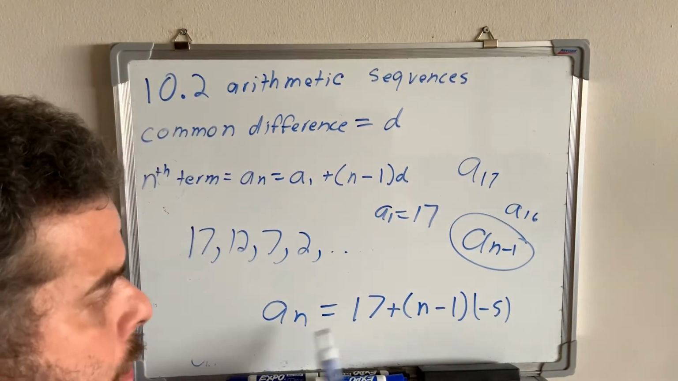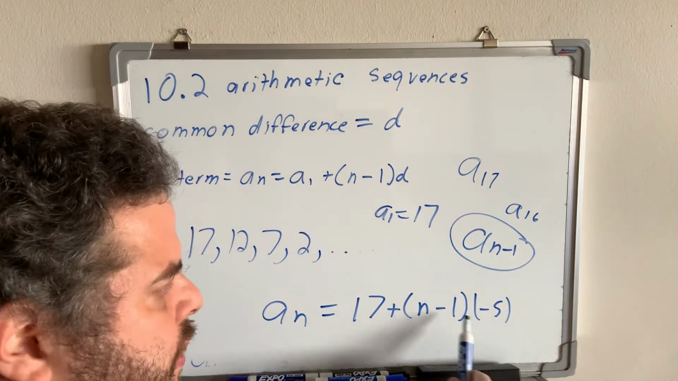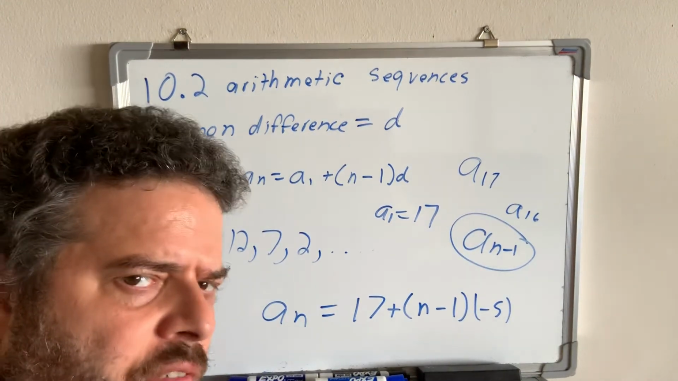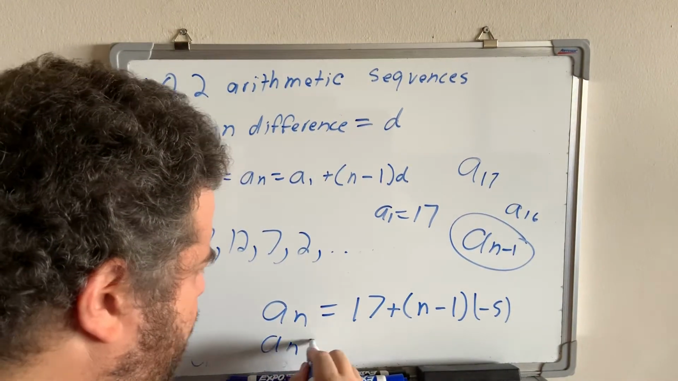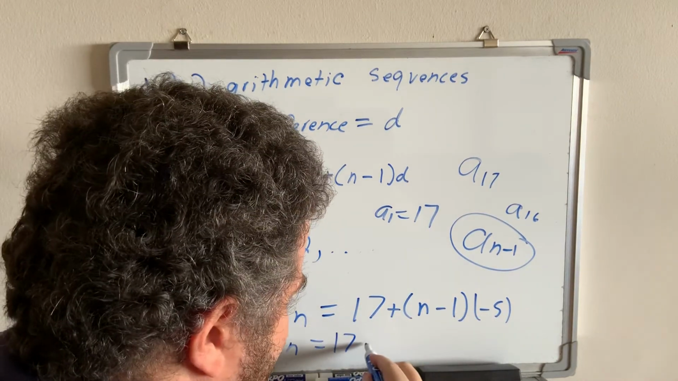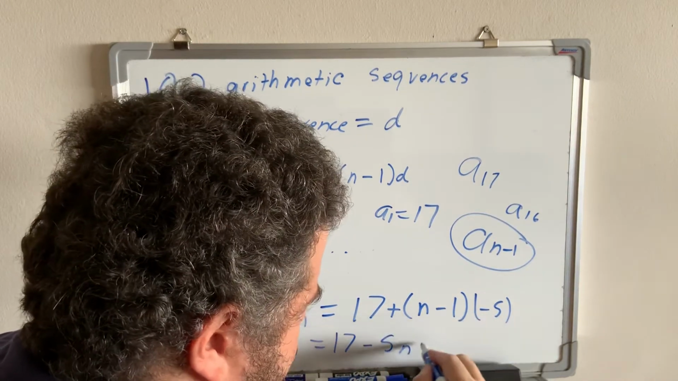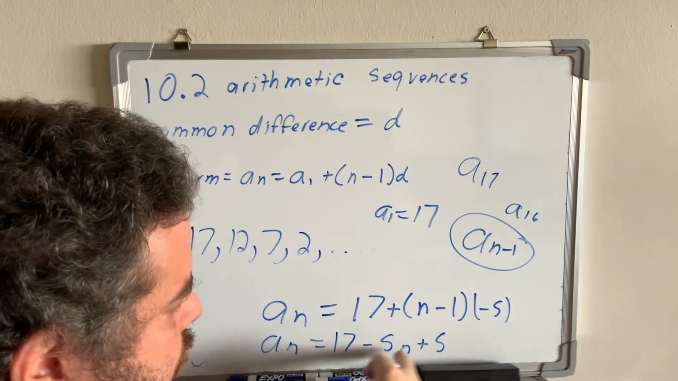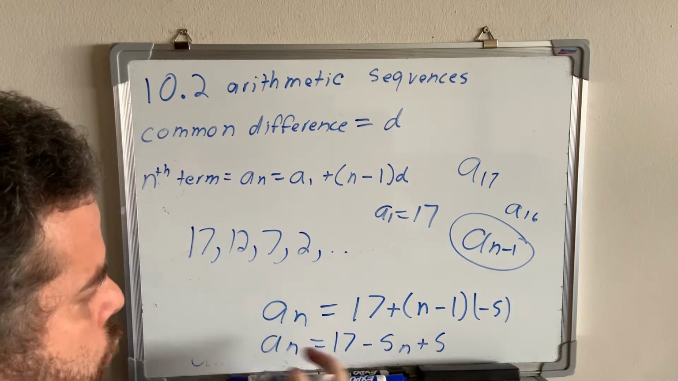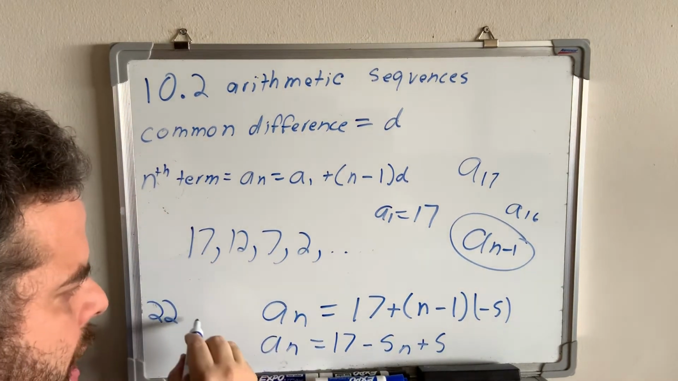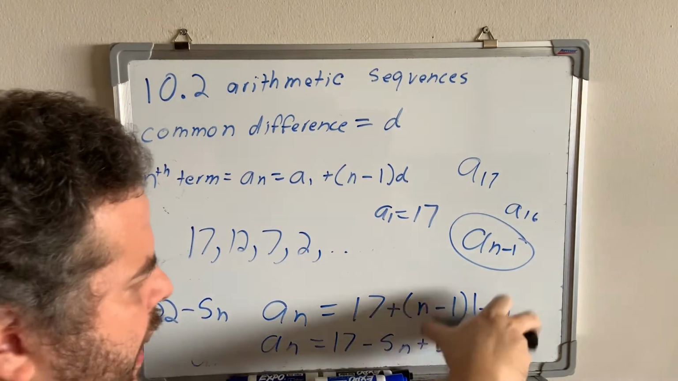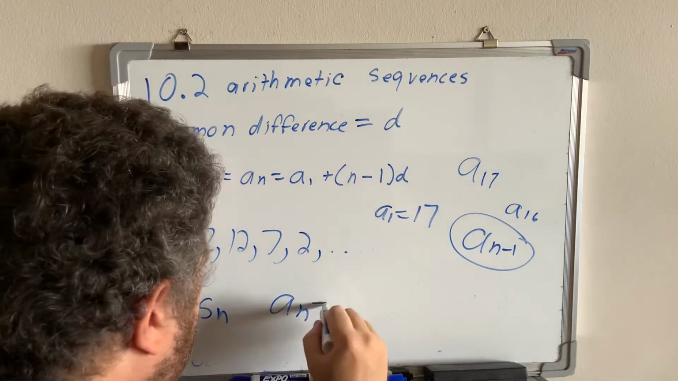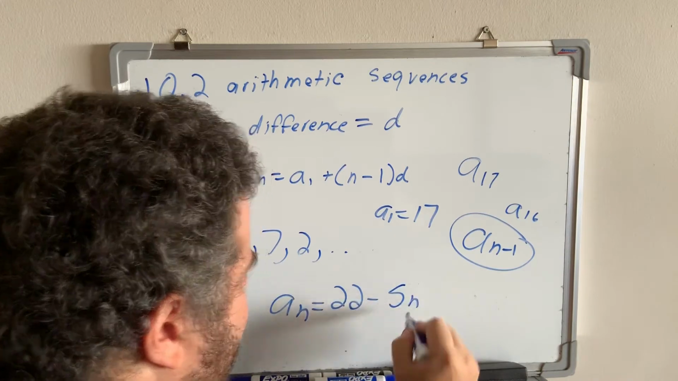Now, I'm not done yet. What we have to do here is multiply this parentheses times this parentheses and join like terms. Then I will be done. So in this case, when I multiply, I get minus 5n plus 5. I'm going to combine these two terms, and I'm left with 22 minus 5n. And now let's confirm to see if this is actually my explicit formula. an equals 22 minus 5n.